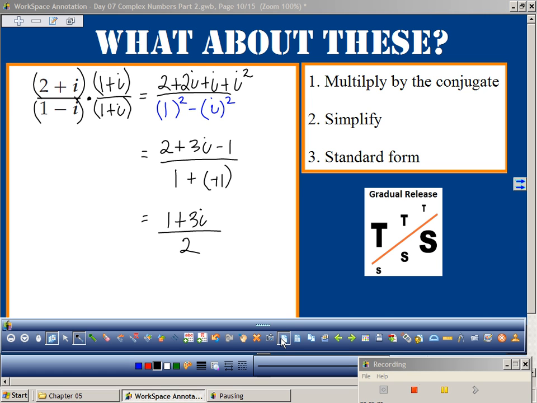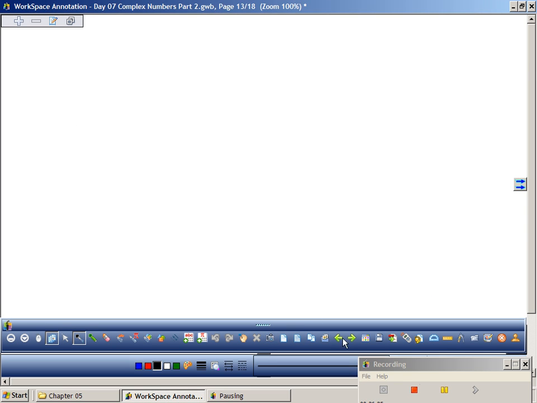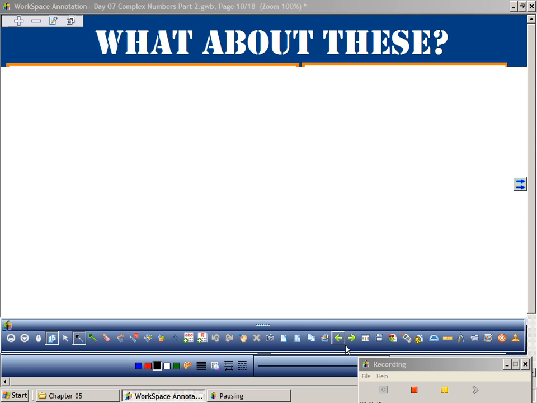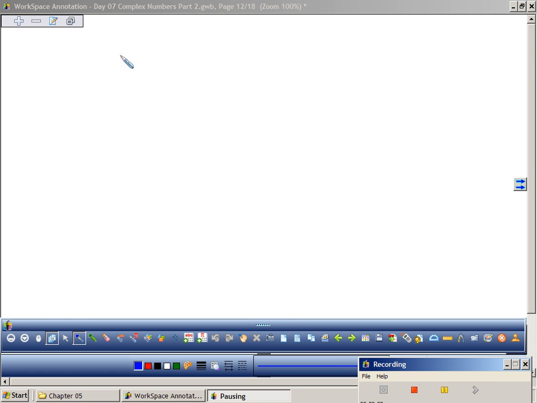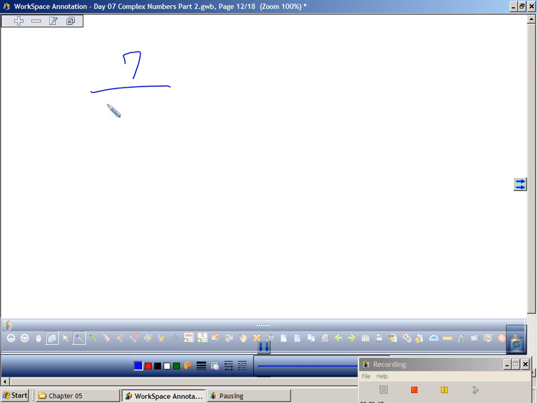I want to try another one of these. Does everybody have this copied down? I'll go back. All right, let's try another one with I. 4, you tell me. Make it up. Seven over 4 minus I. You want to try it on your own this time?